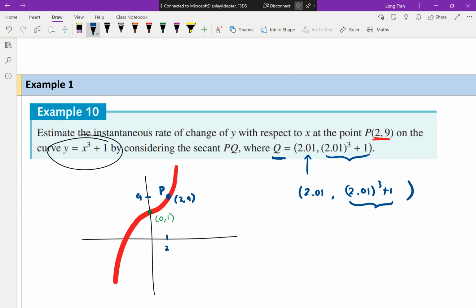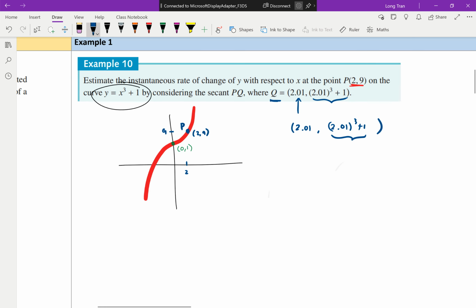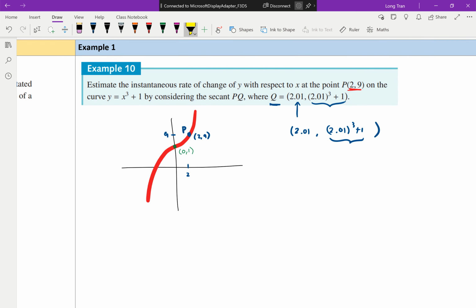So essentially they're telling you, if this is your first point, 2, 9, what if I chose another point Q that was only 2.01? See how they're making it really close? And by making it close, this is now estimating it may be the same gradient or close to the gradient of P, which is the gradient at 1 point. Okay, so that's the idea. So if I were to answer this question, how do we answer this question? They just want you to find the instantaneous rate of change.